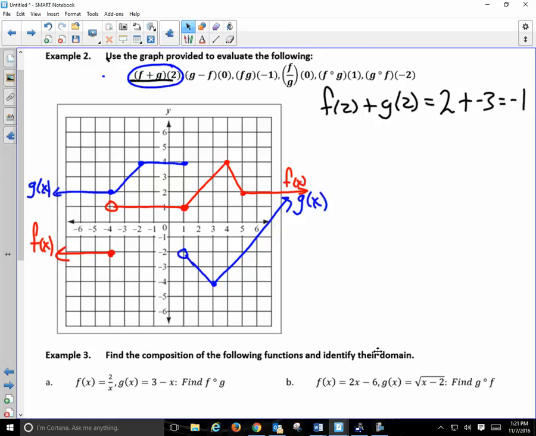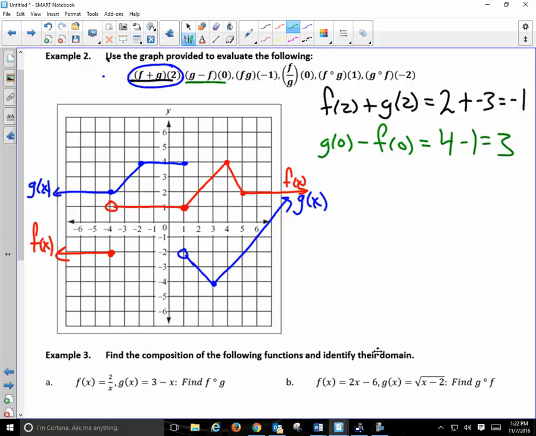Okay. The next one, good question, is g minus f of 0. So I do g of 0 minus f of 0. What is g of 0? G of 0 is 4. And what is f of 0? 1. Now I have f of negative 1 times g of negative 1. F of negative 1, 1. G of negative 1, 4.